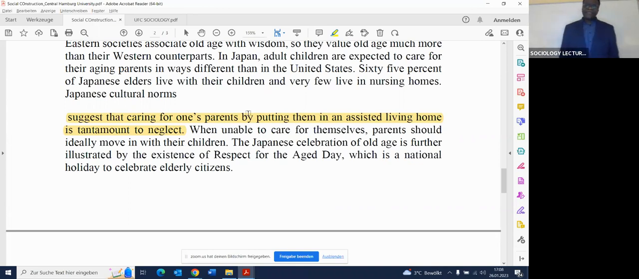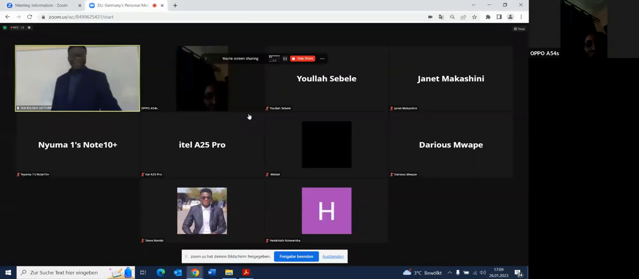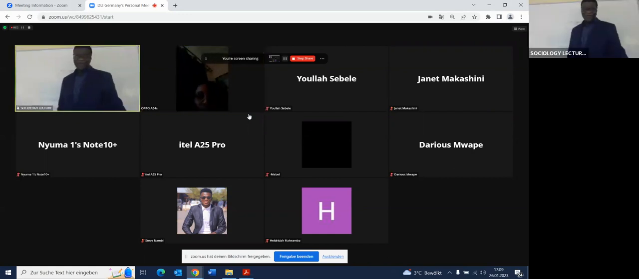The Japanese reverence for old age is further illustrated by the existence of Respect for the Aged Day. Look, they've even got a day. Oh, I love that. Do we have such a day in Zambia? Respect for the aged. Do we have that? No, sir.